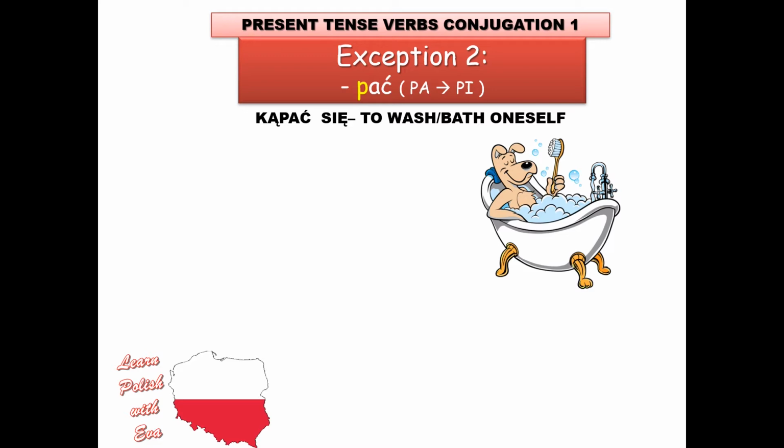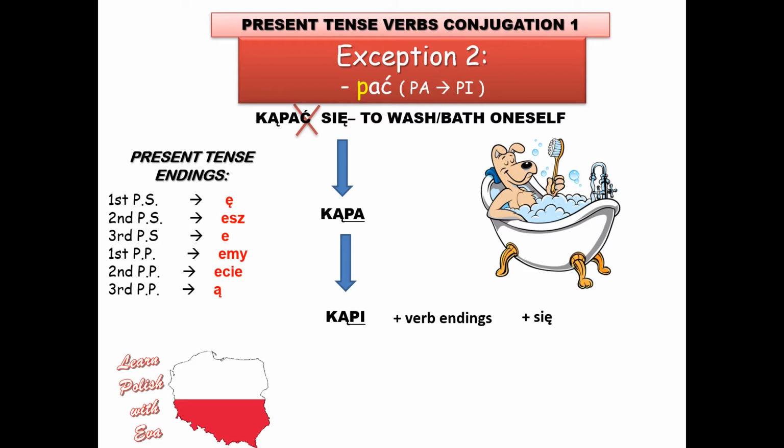The first endings of exception 2 end in pać. Quite simple. The verb here that we will look at is kąpać się, and this is a reflexive verb because we can see the reflexive pronoun się, and it basically means to take a bath, to wash. So what do we do? We take off the ć, so the usual, then we are left with kąpa, and that's where the magic happens. We change the pa to pi, so we are left with kąpi. And we add the verb endings and the reflexive pronoun. Basically, that's all we do for those verbs. The final verb looks like this.